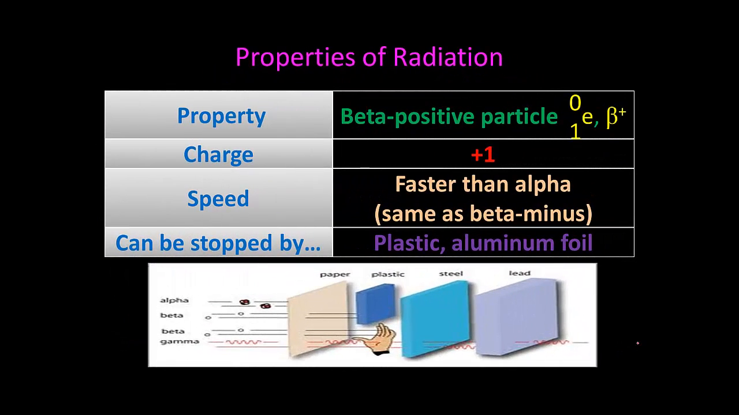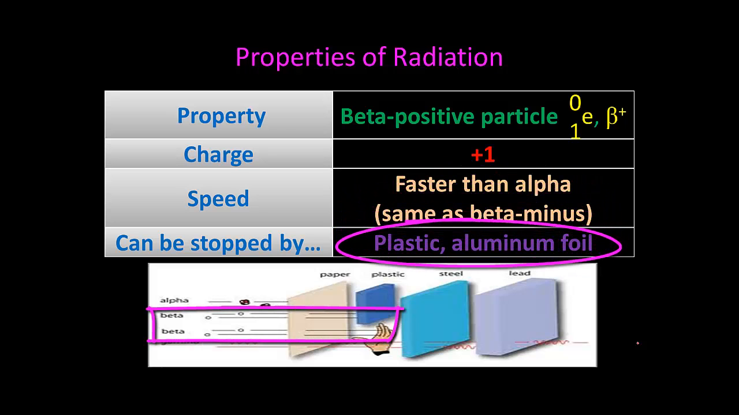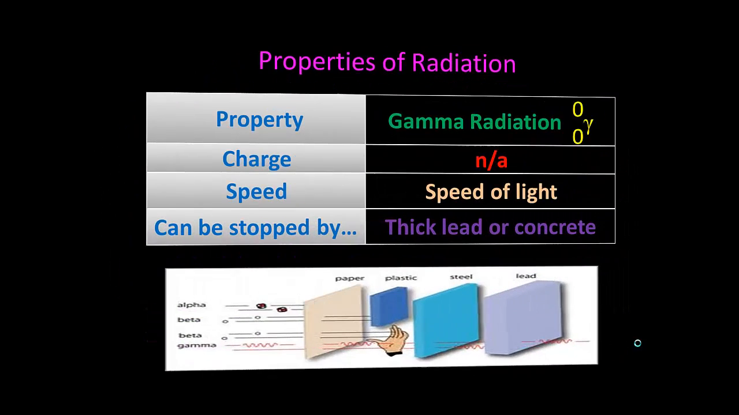Now our beta positive particle is, remember, just like a beta negative. The only difference is the charges are different. Beta negative is negative charge and beta positive is positive. It has the same mass as a beta negative or an electron, so it travels the same speed, which is faster than an alpha particle but less than the speed of light. And it can also be stopped by plastic or aluminum foil.